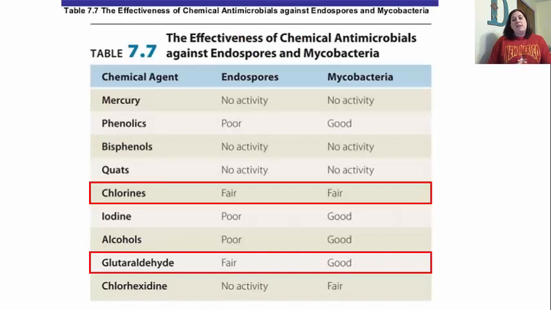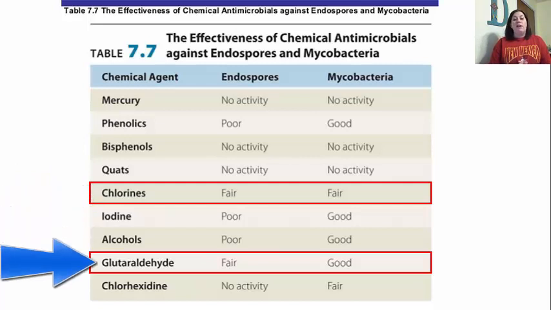So the effectiveness of chemical antimicrobials against endospores and mycobacteria is very important to look at, because these are the ones that can survive most things. When we look here, a lot of these don't actually help against both. In the case of mercury, it's not going to be active or helpful on either of these. The phenols are going to be good against mycobacteria, but not endospores. When you look at chlorines, though, they are fair for both. They're a good potential option.